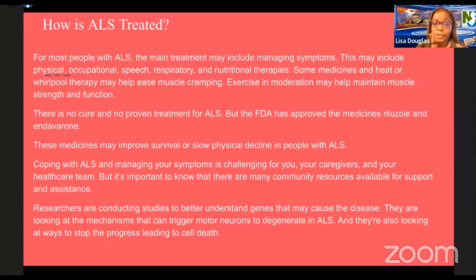Coping with ALS and managing your symptoms is challenging for you, as well as for the caregivers and the healthcare team. But it's important to know that there are many community resources available to support with the assistance and treatment. Researchers are conducting studies to better understand the genes that may cause the disease. They are looking at the mechanism that can trigger motor neurons to degenerate in ALS. And they are also looking at ways to stop the progress leading to cell death.